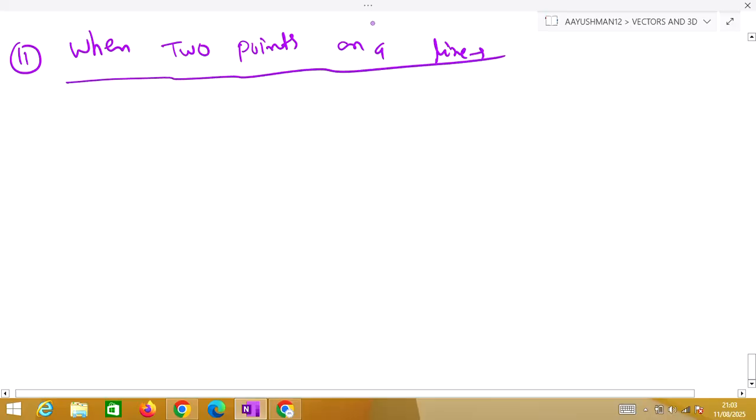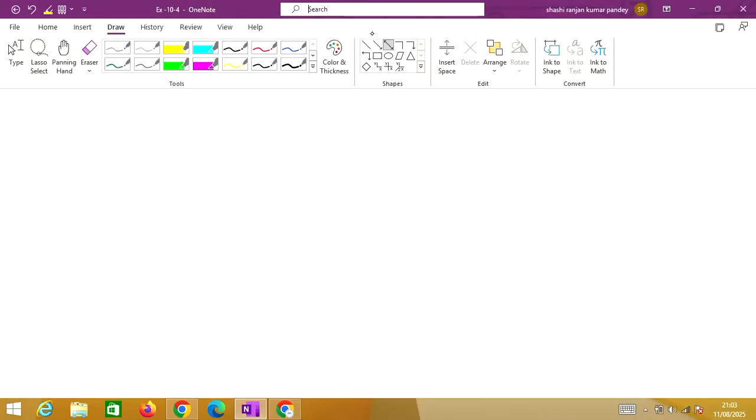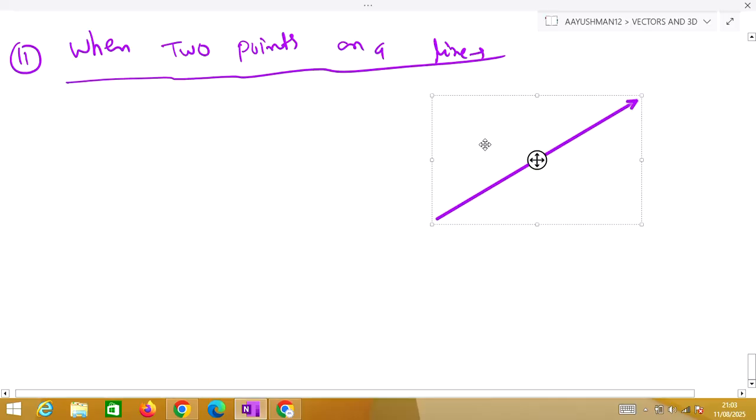Second thing: when 2 points on a line are given, very simple, nothing different here. So this is supposed to be one line given to us, and the points on the line given. Let us mark this point as A, with position vector a1, another point as A2, point B, and another point P as r.